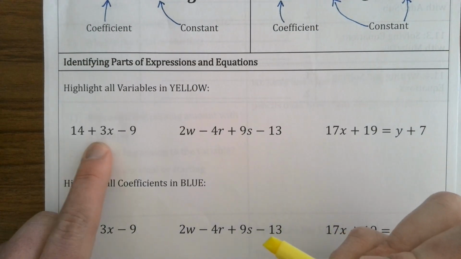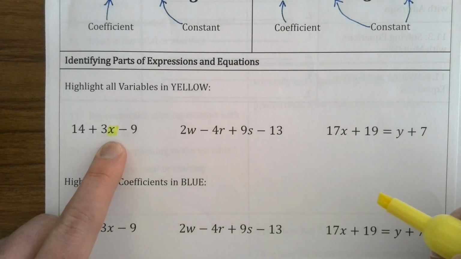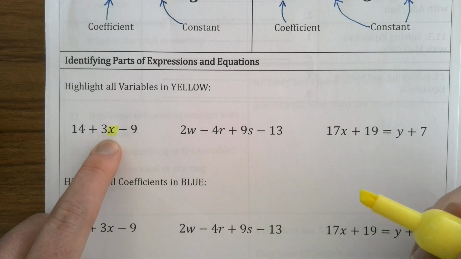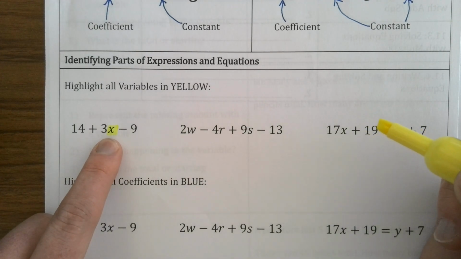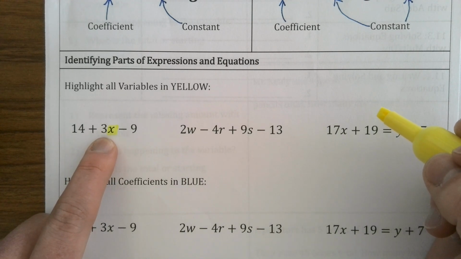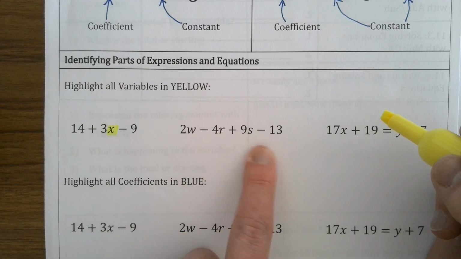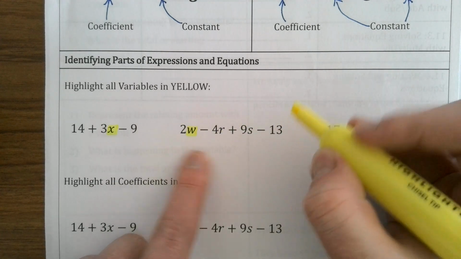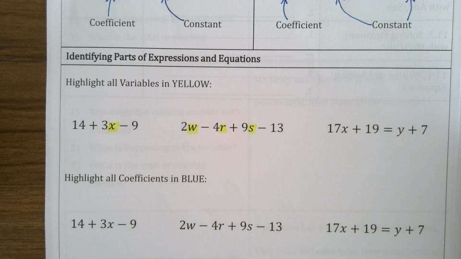So in 14 plus 3x minus 9, x is a variable. It's a letter. Notice how it's a kind of a curly x. If you see an x that's not curly, it might not be a variable, but if it's curly, it's definitely a variable. So this isn't a multiplication symbol, it's a variable. Next we have 2w minus 4r plus 9s minus 13. Well, we have w, we have r, and we have s. Those are all letters, so those are all variables.